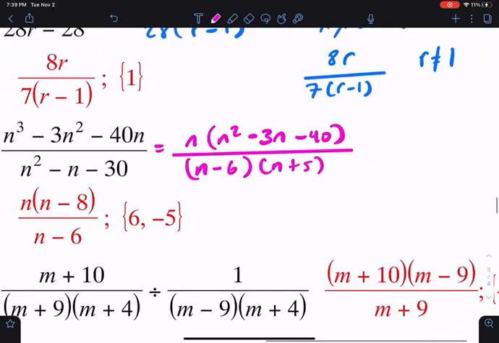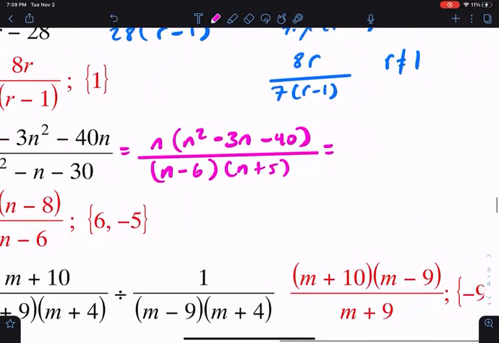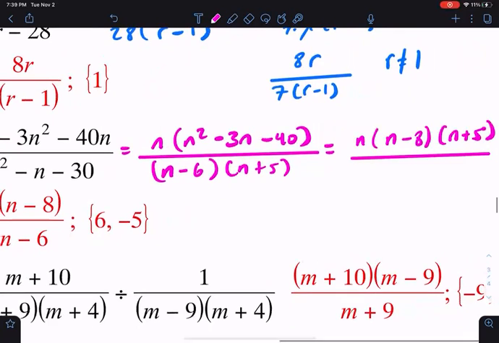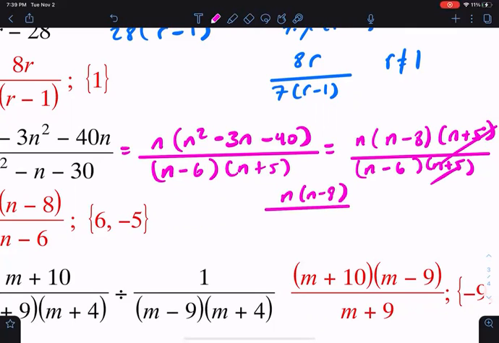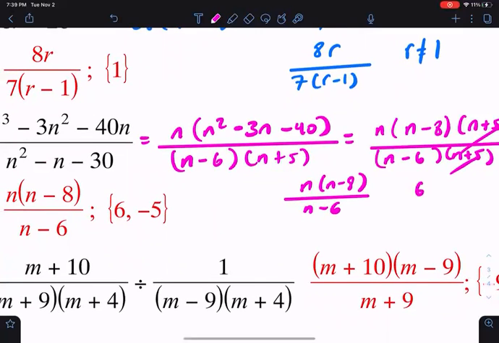Right? And in the top, let's see if we can factor that further. So we have n minus 8, n plus 5, right? So that gives me that thing. And then on the bottom, I have n minus 6, n plus 5. So the n plus 5 cancels with that. So you have n minus 8 over n minus 6. So the denominator cannot be equal to 6. So n cannot be equal to 6, n cannot be equal to -5, right?